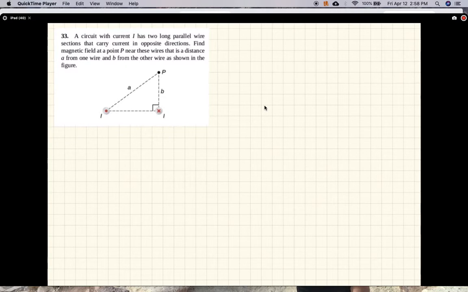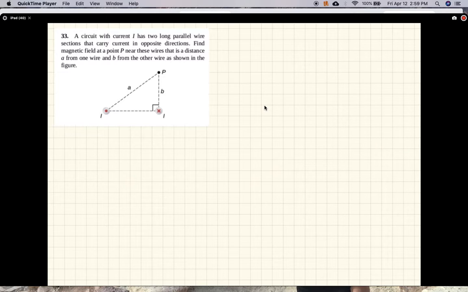Okay, let's look at what this problem says. A circuit with a current I has two long parallel wire sections that carry currents in the opposite direction. Find the magnetic field at point P near these wires, that is a distance A from one wire and B from another wire.